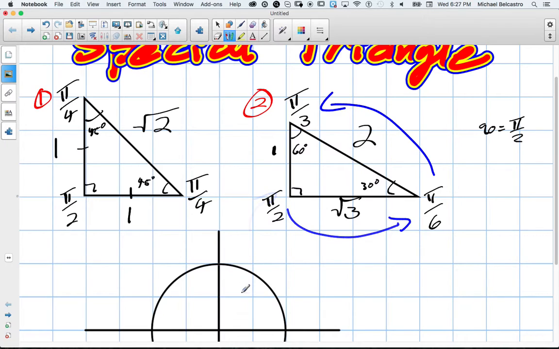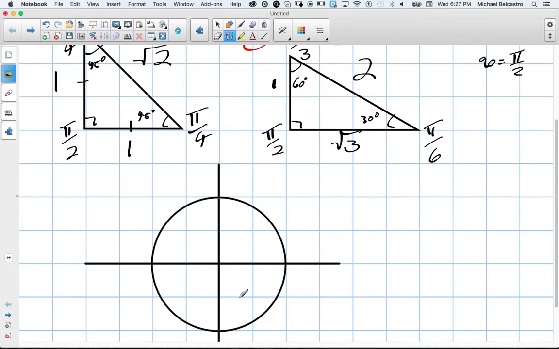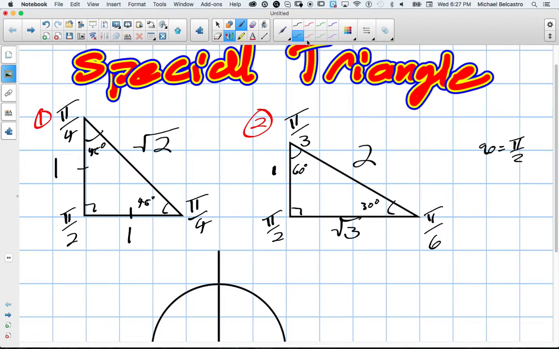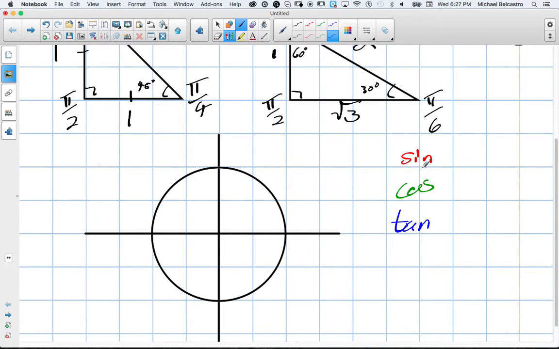Okay, so we should talk about the similar triangles and why they're important. When we have these triangles, we also have our basic trig ratios. We have our sine, our cos, and our tan. And these refer to the triangle's certain sides. So sine theta is equal to the opposite over the hypotenuse, cos theta is equal to the adjacent over the hypotenuse, and tan theta is equal to the opposite over the adjacent.